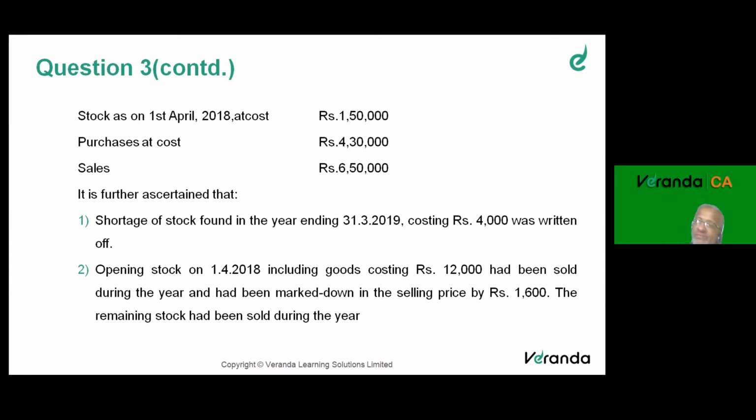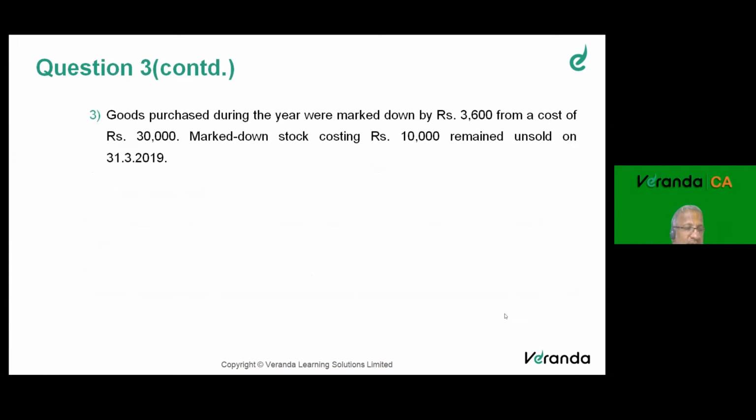Maybe it is slow-moving stock, or it may have attained some defect, or it may be obsolete stock they want to reduce and sell off. That way, the remaining stock was also sold during the current period. Goods purchased during the period were marked down by 3,600 from a cost of 30,000. Marked-down goods costing 10,000 remain unsold.